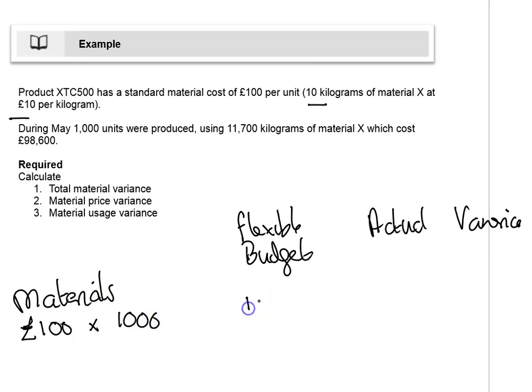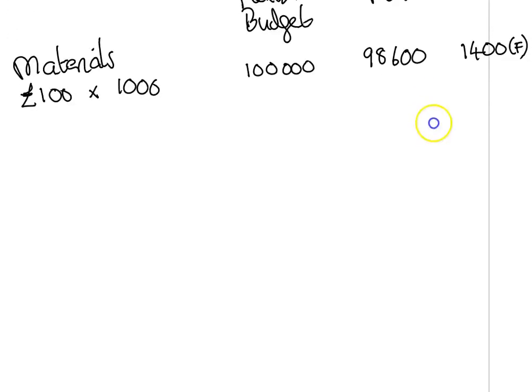So we've got £100,000. Total cost, we were given that in the question, was £98,600. That will give us a variance of 1,400 favourable. And that's how we actually calculated our total variances when we were looking at the flexible budget. I'm going to show you a different way to do it, which can be easier and can be quicker.